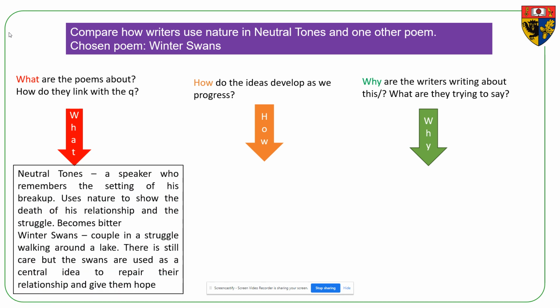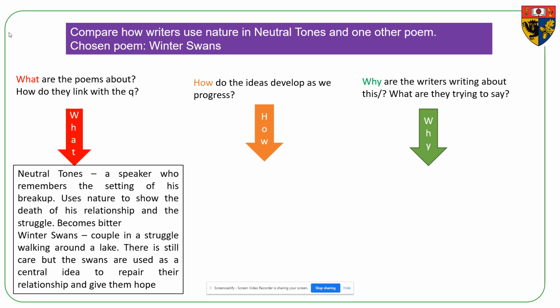So in terms of the what, this is the really basic bit. You're basically saying what the poems are about and why you've chosen this poem, why it's relevant to the question. So firstly, we've got Neutral Tones. Well, in this poem, we've got a speaker who remembers the setting of his breakup. Now, it's important that we mention the setting because that's the nature. And he uses nature to show the death of his relationship and the struggle in his relationship. And he becomes more and more bitter.